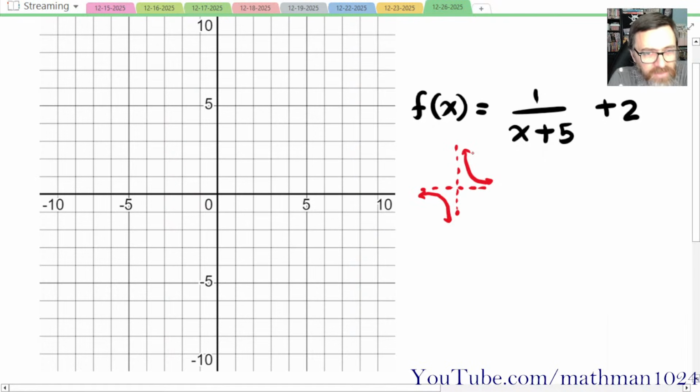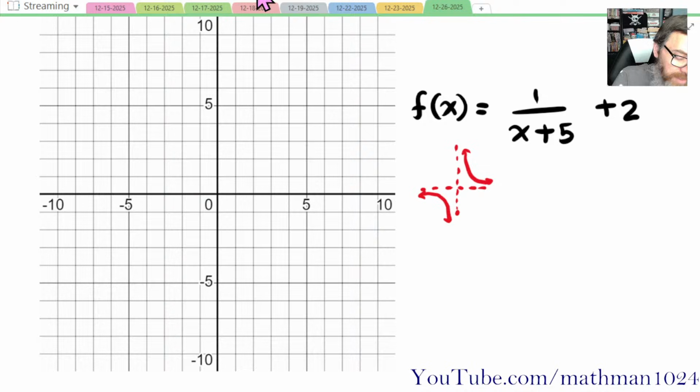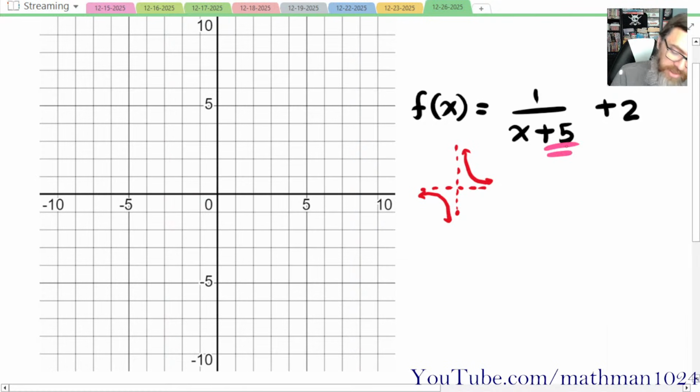But what did the plus 5 and the plus 2 do? Well, they do the same thing they've been doing this whole time. The plus 5 is in the denominator of the fraction, so it's in the main function part here. So that means we have a horizontal shift opposite of what I see. So we're going to move to the left 5. Then you get the plus 2 here, which is completely outside of the fraction. So it's a vertical shift, and you go up 2. We haven't flipped this over. We haven't stretched or compressed this, so it's going to be our normal shape. Now, here's where we run into a bit of an issue.